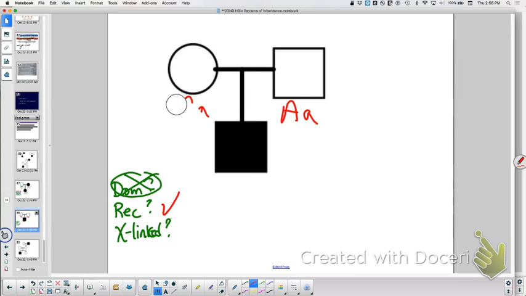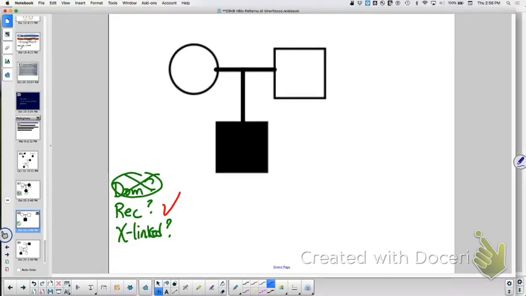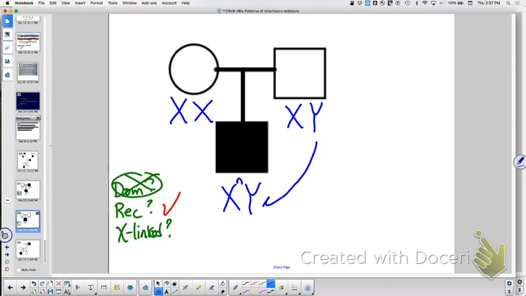Now let's try sex-linked. What's your gut reaction on this for sex-linked? Let's write it out. First, let's put all their sexes on there. Here's the little girl, little boy. Here's mom, here's dad. Does this dad have the disease? Does this son have the disease? Yes. So I'm going to give him a little n because all the sex-linked diseases I give you are going to be recessive. Who did he get the Y from? Dad.